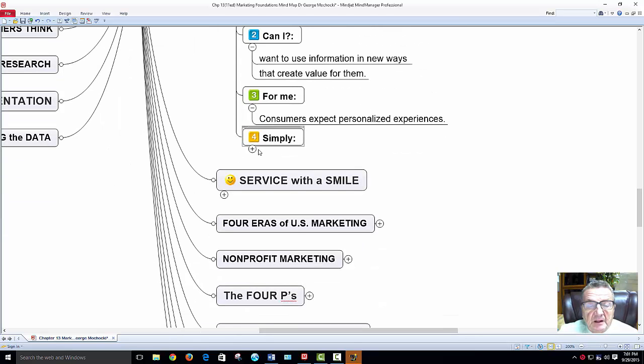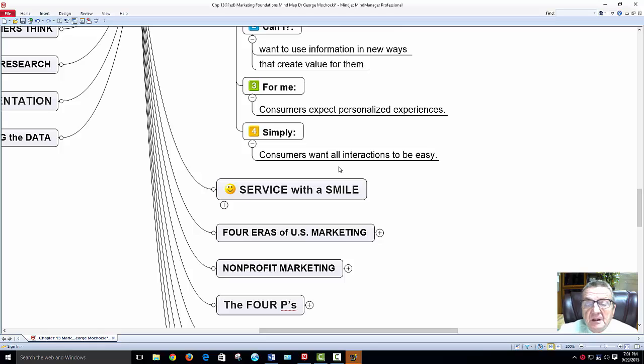Now, simplicity: always keep it simple. Consumers want all interaction to be easy. That's why, when a lot of times your phone says dial 1, dial 2, that's not easy. That's time consuming. I want to call in, say hello, I want to talk to so-and-so, or I've got this issue, and I get one operator who gets the information and transfers me right away. I had the human contact.